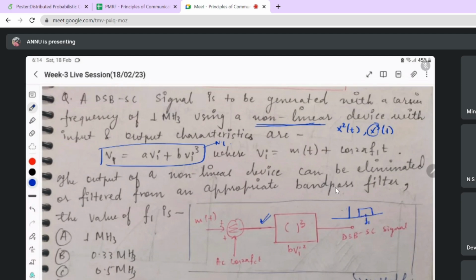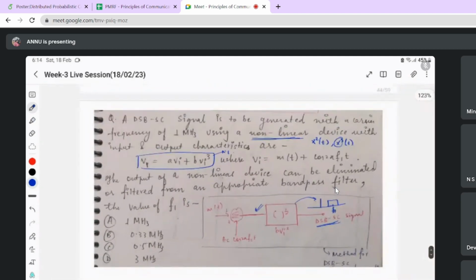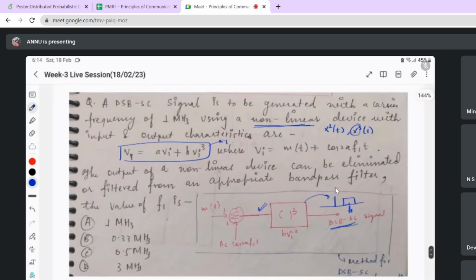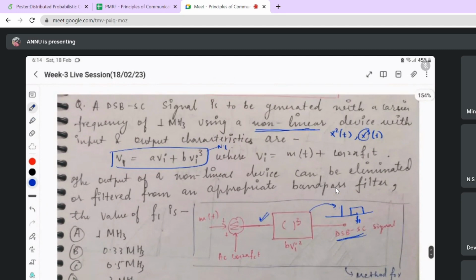If we are getting this signal, it should be passed through a bandpass filter. What should be the value of f1 so that we get the proper DSB-SC signal? So this is one of the ways to get a DSB-SC signal. Let us solve this question here only. Can somebody tell me the approach to deal with this? Ma'am, I think by expanding we will get the frequencies, and from that we will choose the frequency.